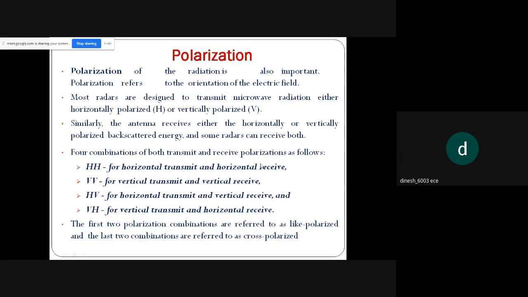VV is vertical transmit, vertical receive. HV is horizontal transmit, vertical receive, and VH is your vertical transmit and horizontal receive. The first letter indicates your transmit, H is horizontal, and the second represents your receive, so horizontal receive. With that you can identify it easily. The first two polarization combinations, HH and VV, are referred to as like polarized, whereas HV and VH are referred to as cross polarized.